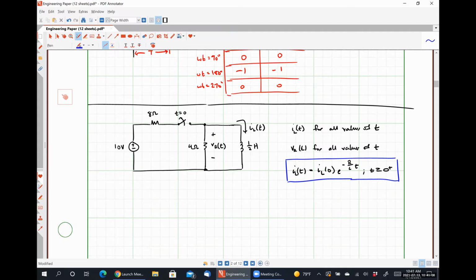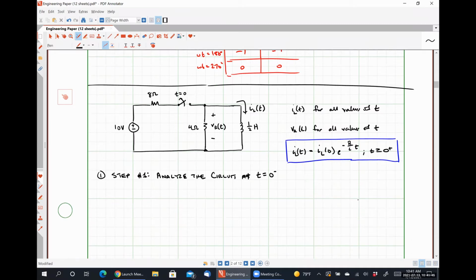So our first step will be to analyze this circuit at t is equal to 0 minus. Okay. So at t is equal to 0 minus, our switch is still closed, and so our circuit is going to look like this.